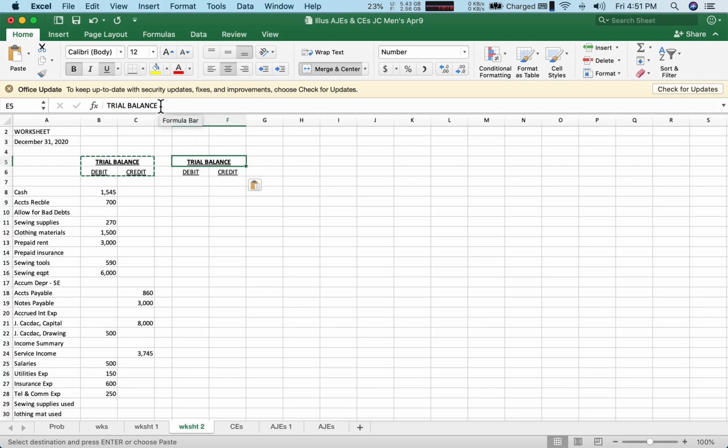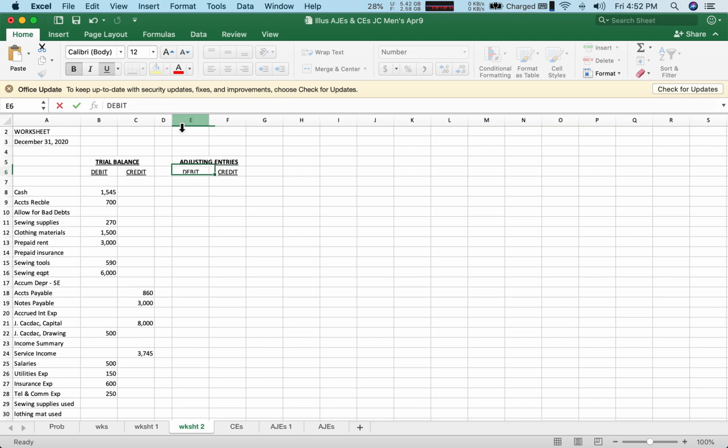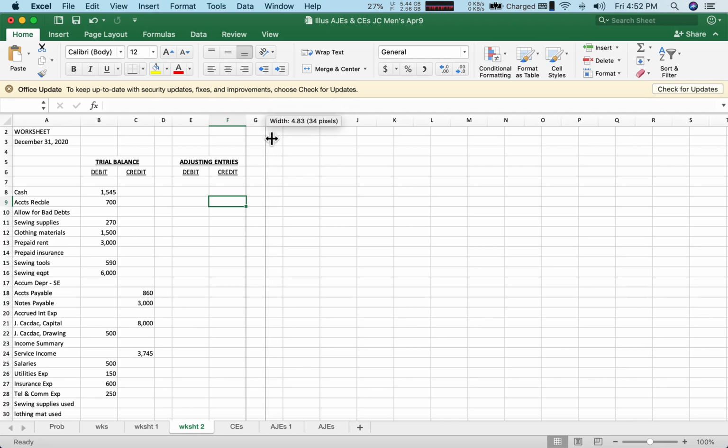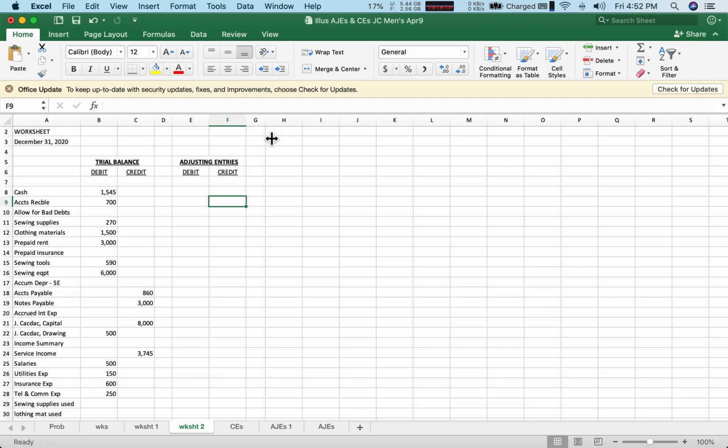And we can change this to adjusting entries. Adjusting entries. Okay. So that's debit and credit. And then we also need another column here for the letters. So what are our adjusting entries? We start with letter A.